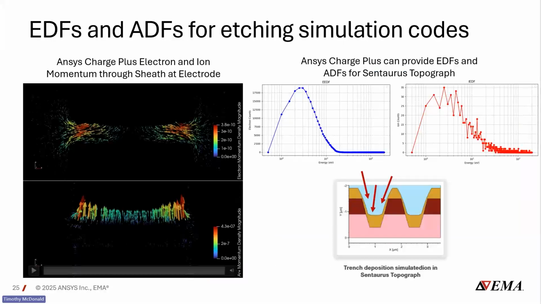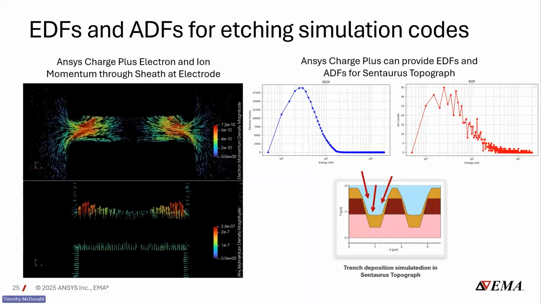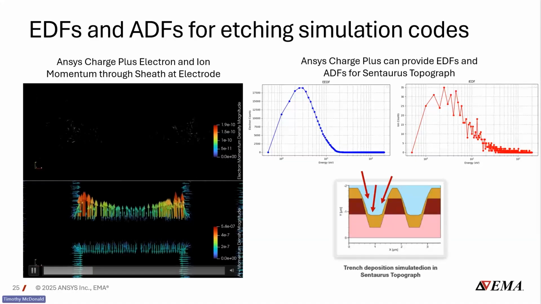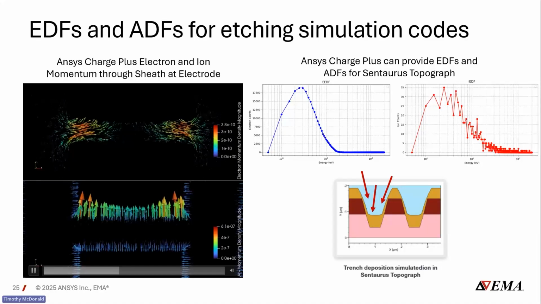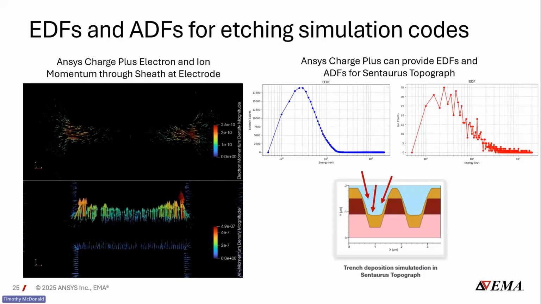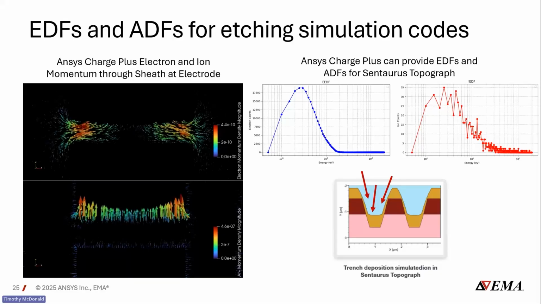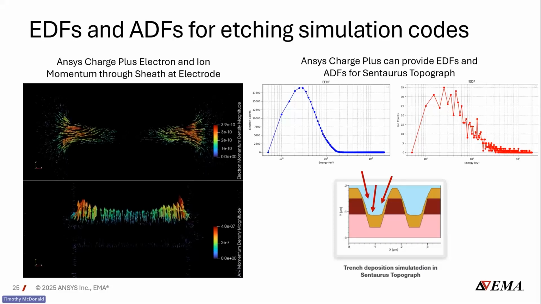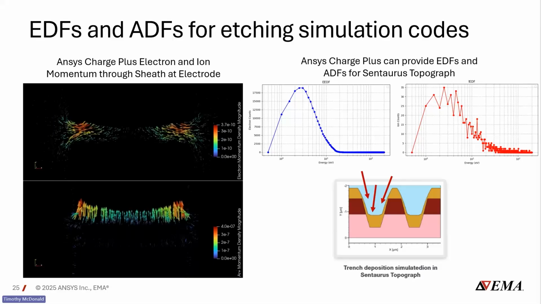But what does industry want? What are they after? We alluded to this before, but what you want to do is track the ions going through the electrode. Up here is the electron momentum density, and down here is the ion momentum density, the chips on the top of the chamber. You can see we're tracking the momentum of those ions hitting the chips themselves at the top. That's going to give us our energy distribution and our angular distribution. Industrially, people are using tools like Centaurus Topograph, which does the trench deposition simulation, and you get the information you need as inputs for this tool from Charge Plus.